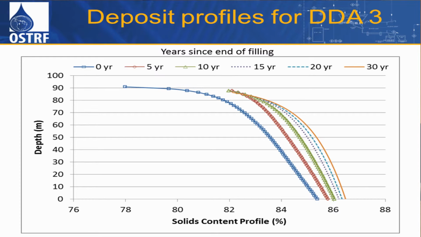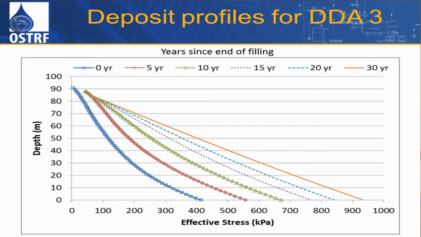And the model also provides information on deposit density profiles with time. So this chart shows you solids content profile at the end of filling and with time. And we see after about 5 to 10 years, most of the dewatering was complete. We also have effective stress profiles and pore pressure profiles, and after 30 years, we have almost 100% dissipation of pore pressure.